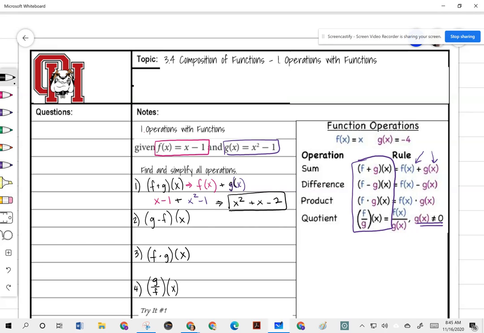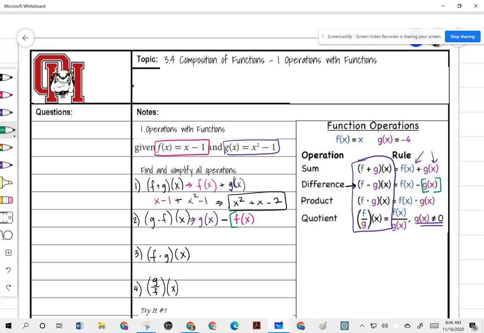Now, let's take a look at something specific that is important when it comes to subtracting. When you're subtracting, please put brackets around the item that you're supposed to subtract, so that you don't forget to distribute the negative. In this case, we are looking at the g of x minus the f of x function.